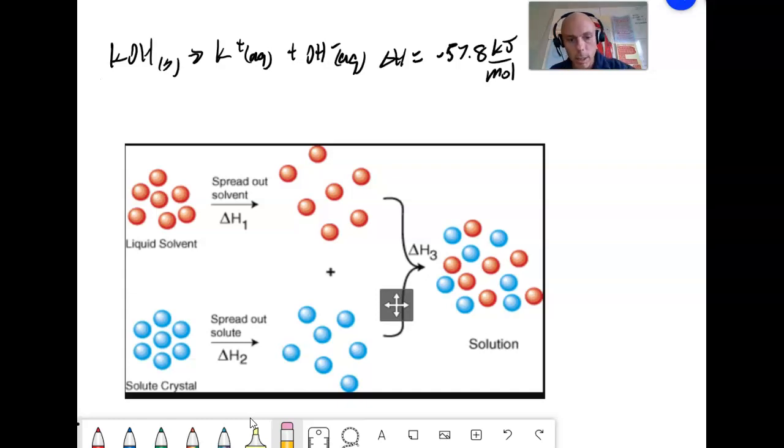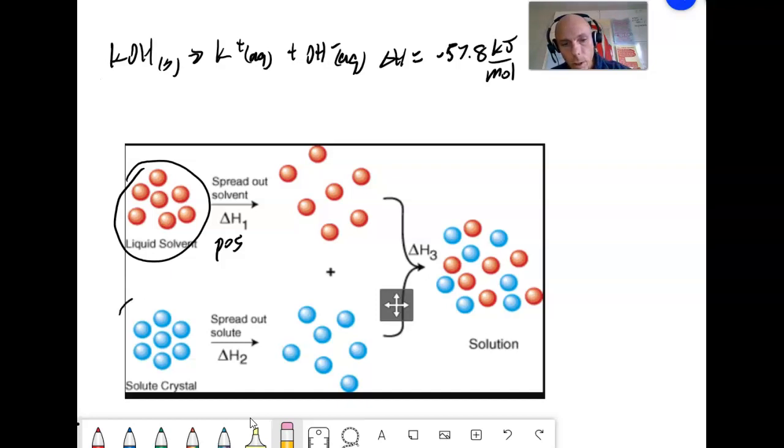The first of those processes is that the liquid solvent, in this case water, has to spread out a bit to make room for the solute particles. And because all molecules are to some extent attracted to each other, we'll learn why later, they have what are called intermolecular forces. We are overcoming an attractive force, and that is a positive delta H. So the delta H for the spreading out of the solvent particles, in this case water, would be positive.